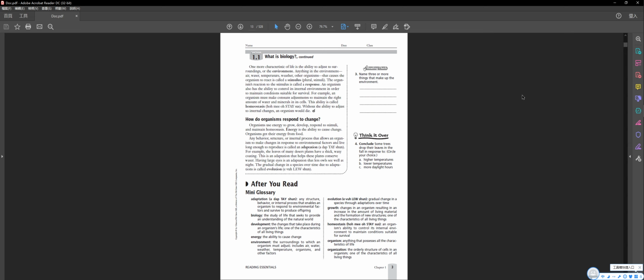An organism also has the ability to control its internal environment in order to maintain conditions suitable for survival. For example, an organism must make constant adjustments to maintain the right amount of water and minerals in its cells. This ability is called homeostasis. Without the ability to adjust to internal changes, an organism would die.